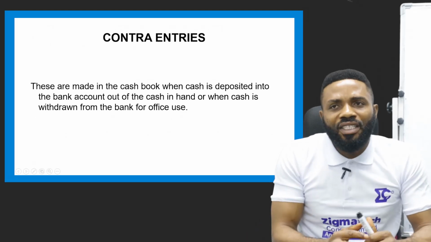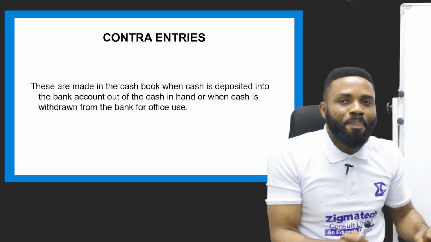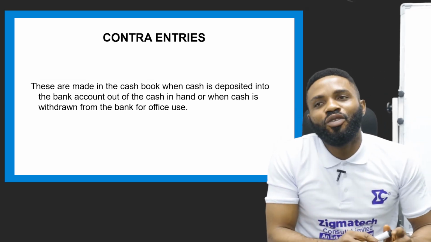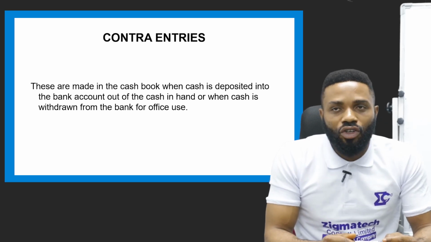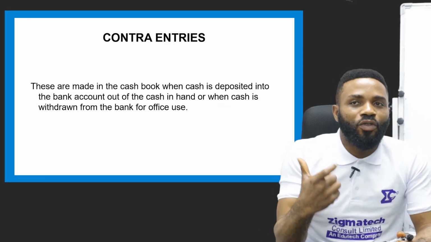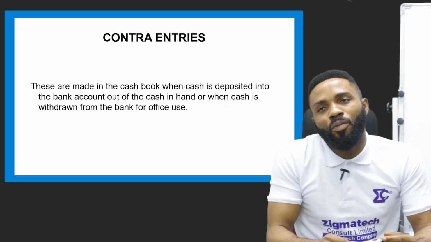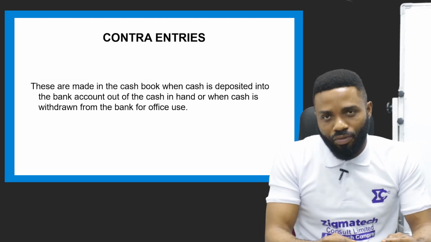Now, let's make progress. There is a transaction that is called the Contra Entries. This is where I advise students to pay undivided attention because the examiner will always want to find out the strength of the student on this concept under double entry, double or two-column cash book.